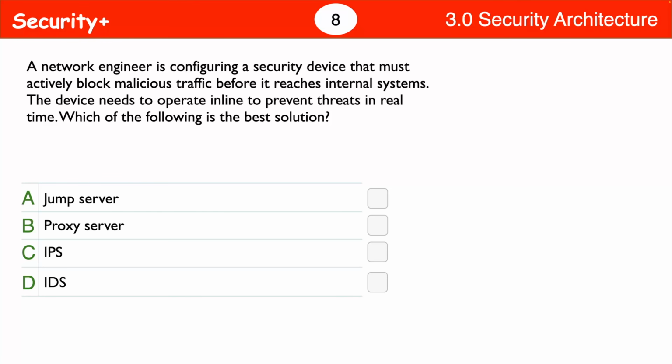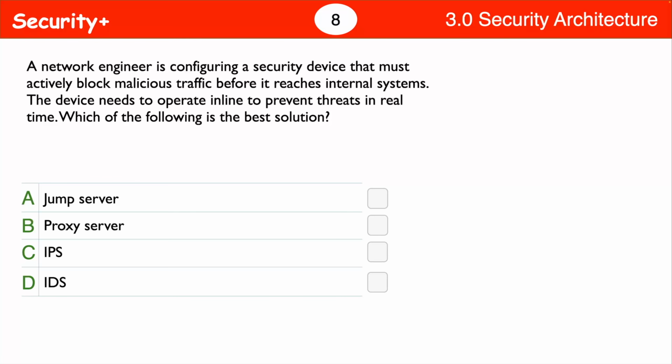Question 8. A network engineer is configuring a security device that must actively block malicious traffic before it reaches internal systems. The device needs to operate in line to prevent threats in real time. Which of the following is the best solution? Ooh. A, jump server, B, proxy server, C, IPS, or D, IDS.